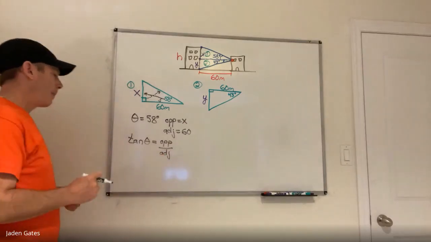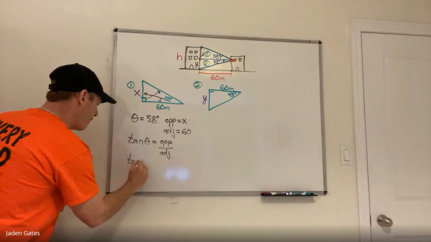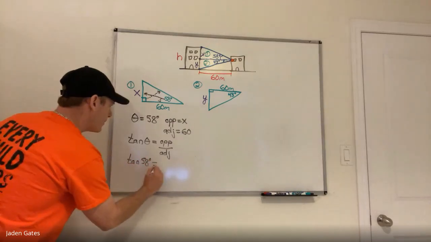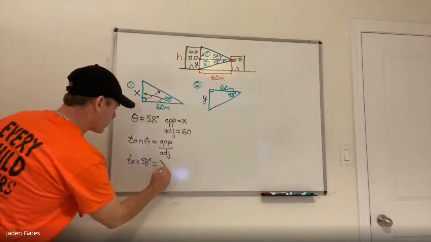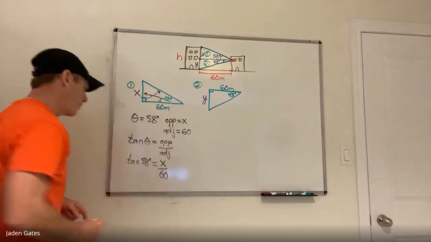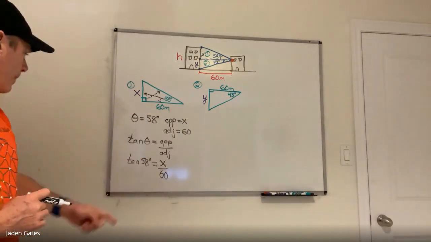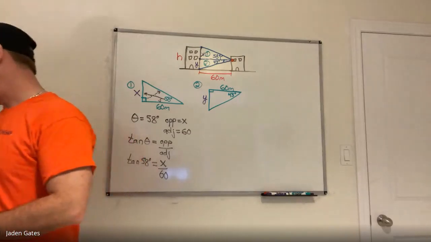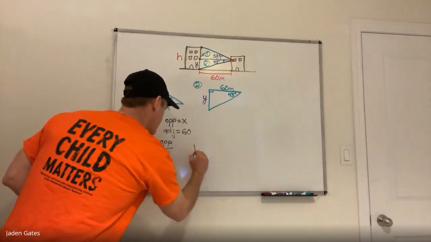All right, I'm going to substitute my information in. So I have tan of 58 degrees is equal to, making sure everything's in the right order here, my opposite on the top, my adjacent on the bottom. So tan 58 degrees is equal to X over 60. Tan 58, I can type that into my calculator, and I get 1.6.